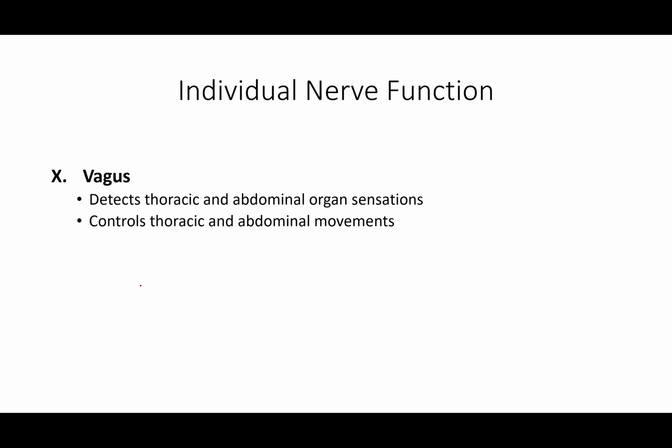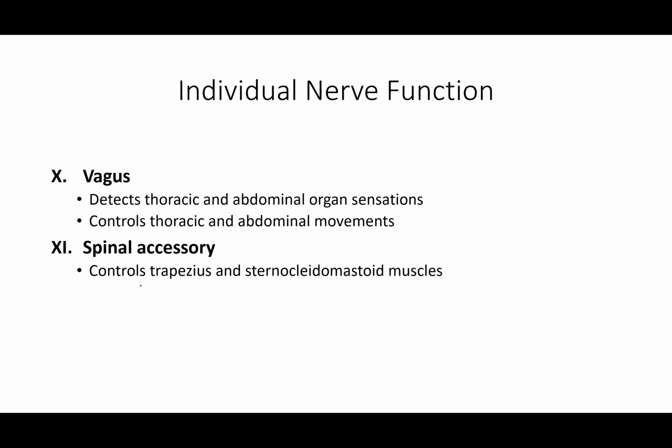Okay, number 10, the vagus nerve detects thoracic and abdominal organ sensations. So this is the nerve that travels way outside of the brain and the head, goes all the way down to the gastrointestinal region. So controlling thoracic and abdominal movements. So the vagus nerve is involved in far-reaching areas far away from the brain.